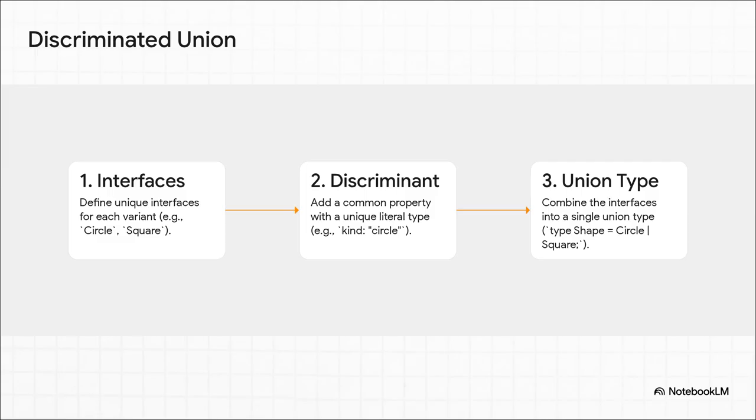Building one of these is a super simple three-step recipe. Step 1, define those unique interfaces for each possibility, like our Circle and Square. Step 2, and this is the secret sauce, give them a common property with a unique literal type. So the type isn't just string, it's the literal string "circle". This kind property is our discriminant. And finally, step 3, just combine them into a single union type.